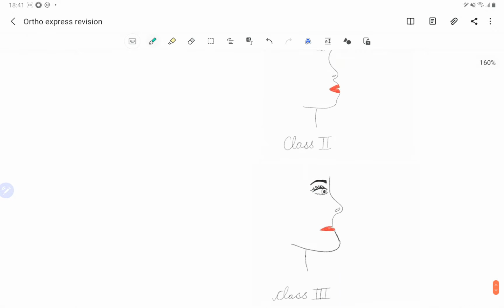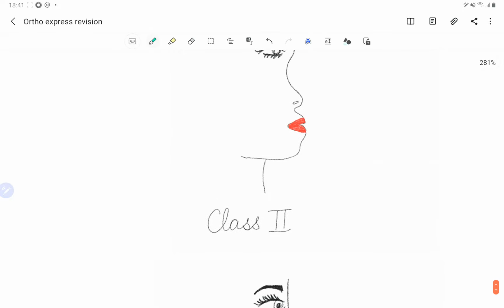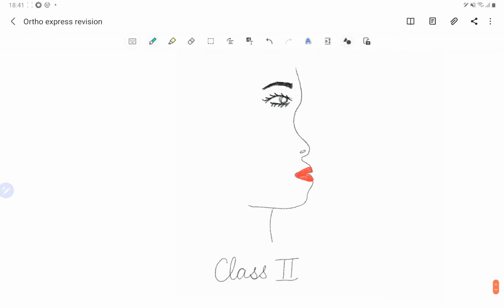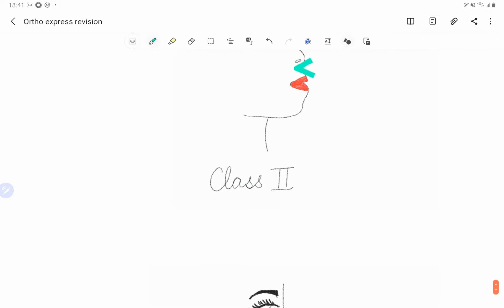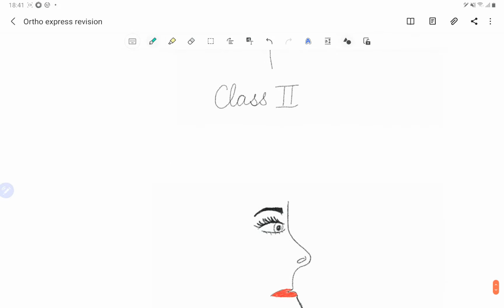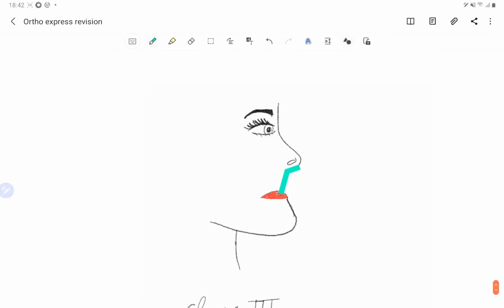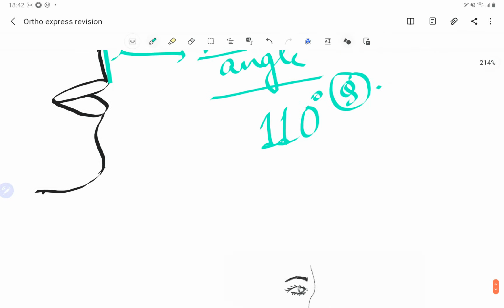So if you see here, let's make this angle and compare this angle. So guys, as you can see here, it is reduced in case of a patient with proclined upper anterior teeth, or we can say a prognathic maxilla, and it increases in a person with a retroclined maxilla or retrognathic maxilla, we can say, right. So it ranges from 90 to 110 degrees.